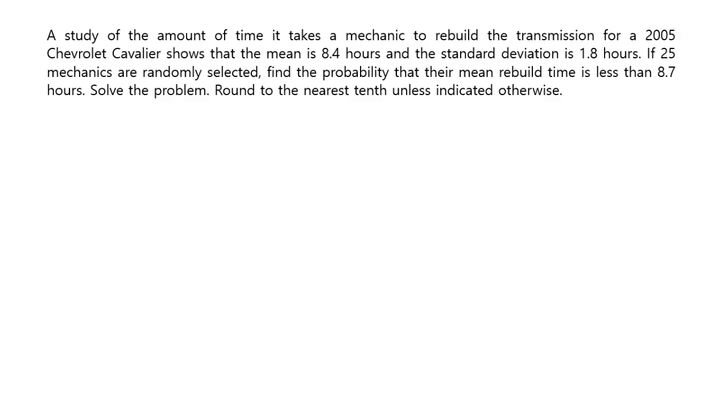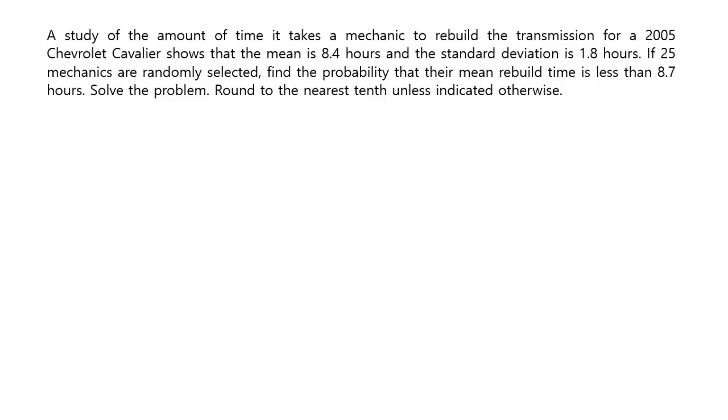A study of the amount of time it takes a mechanic to rebuild the transmission for a 2005 Chevrolet Cavalier shows that the mean is 8.4 hours and the standard deviation is 1.8 hours. If 25 mechanics are randomly selected, find the probability that their mean rebuild time is less than 8.7 hours. Solve the problem, round to the nearest tenth unless indicated otherwise.